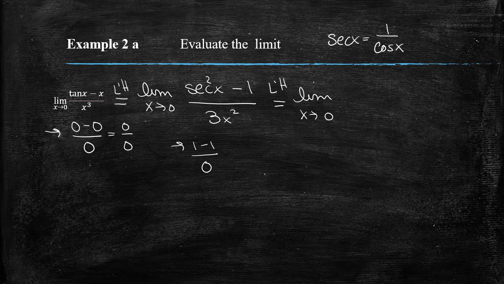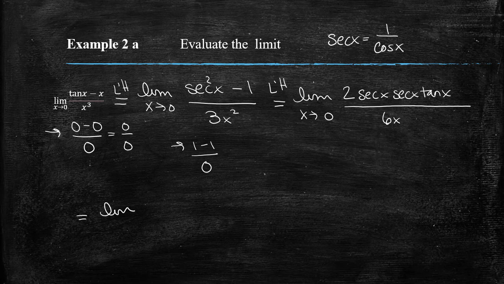The derivative of secant squared: bring the 2 out front, times secant, now times the derivative of the inner function, so that is secant x tangent x. The derivative of 1 is just 0, so that goes away, and then we'd have 6x in the denominator. So we have the limit as x goes to 0. We can reduce our fraction, so just a 1/3. In the numerator, we have secant squared x times tangent x. In the denominator, 3x.